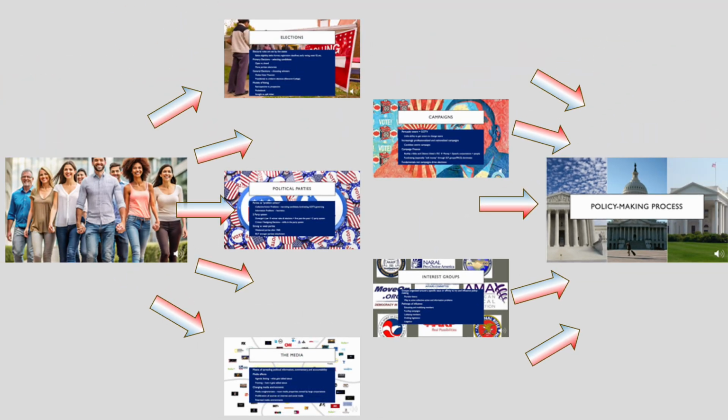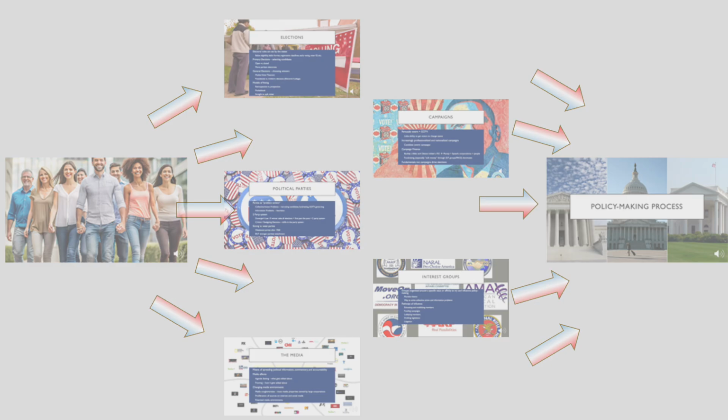So let's take a look. We've got groups of people who want to influence the policy-making process. What we're going to be focusing on here is how these different linkage institutions connect people, ordinary people, to the halls of power, to Congress, the presidency, and the Supreme Court, and actually influence policy.